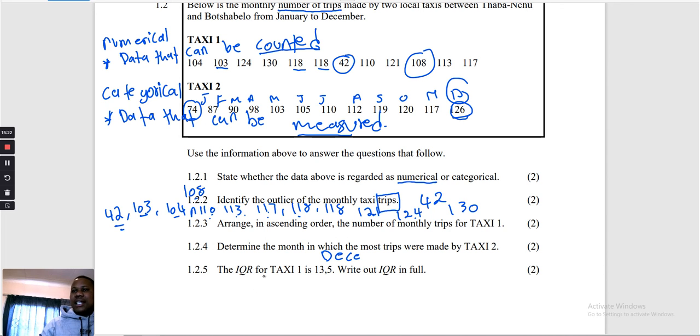Now they say the interquartile range for taxi 1 is 13,5. Write out IQR in full. So IQR stands for the interquartile range. 3 marks there. Okay, then we're done.